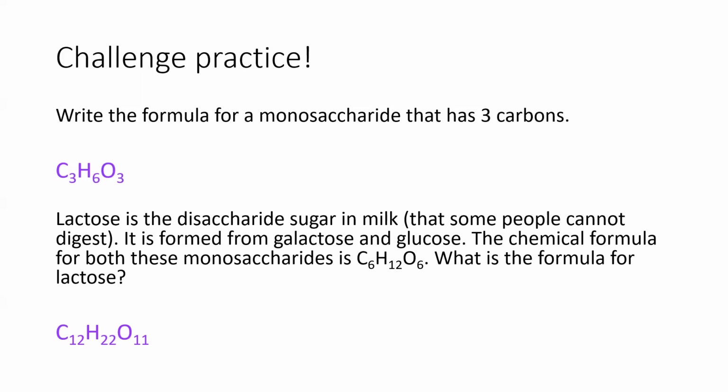So if we were going to think about this problem, we have our galactose plus our glucose. And they have that same chemical formula, C6H12O6. So we basically multiply that by 2, and then we would get C12H24O12. But we have to incorporate losing 2 hydrogens and 1 oxygen. So that is why we get C12H22O11, because we lost our water. Does that help? A little bit.